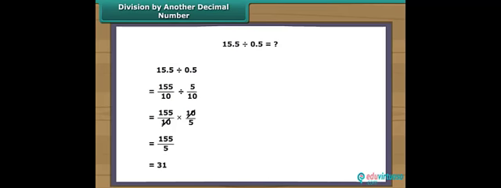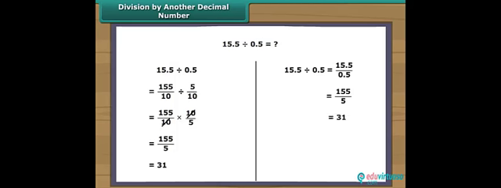We observe that the decimal place was shifted to the right in 15.5 to make it 155. So, there was a shift of 1 decimal point to the right in 0.5 also to make it 5. Thus, we can write 15.5 divided by 0.5 as 155 divided by 5, which gives 31 as the answer.